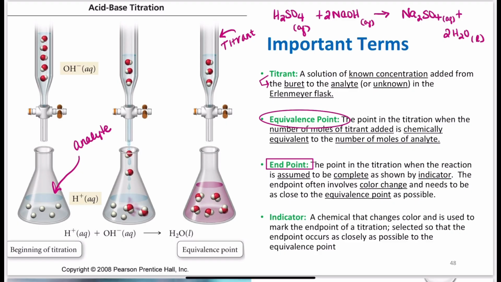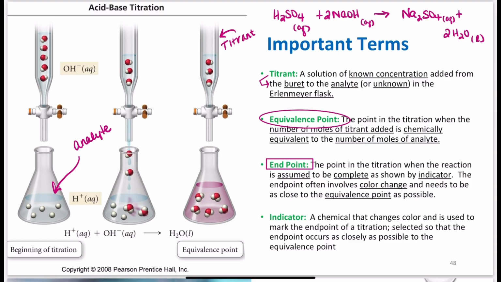And then the indicator is a chemical that changes color. Most often, that's what we're using, a chemical that will change color, and it's used to mark the endpoint of the titration. It's selected so that it changes color as closely as possible to the equivalence point we're interested in. Again, your endpoint means that you have passed your equivalence point.